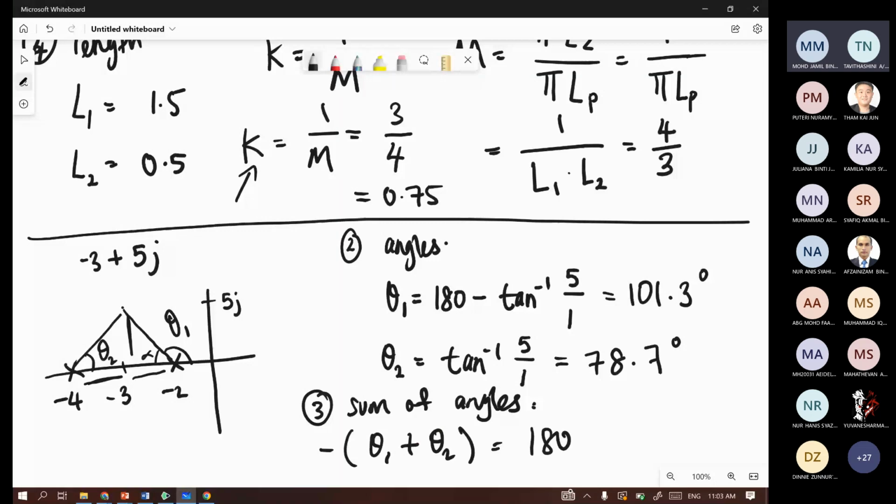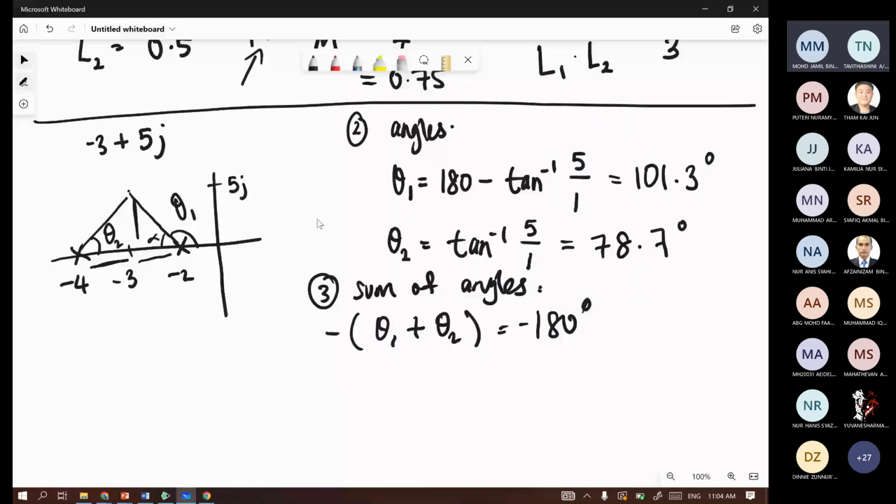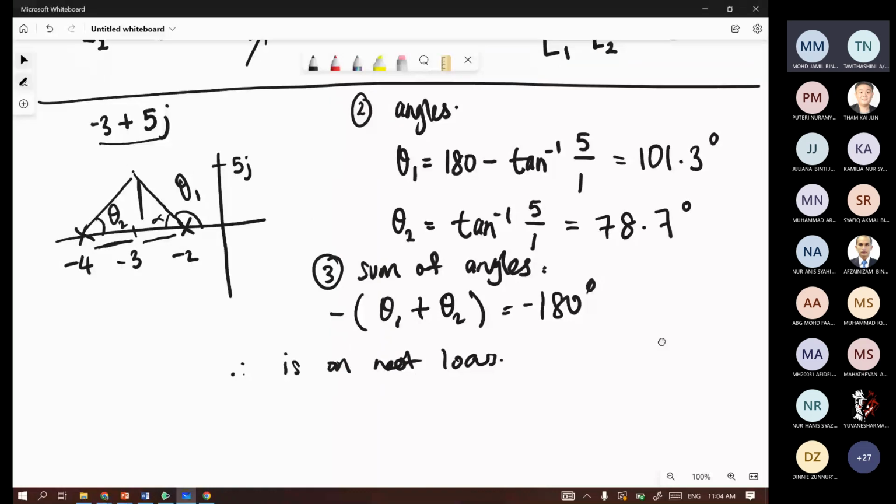So you get 180 degrees. So from here, we know that this point is on the root locus. Okay, this point is on the root locus. And then because this point is on the root locus, we can calculate the gain K.